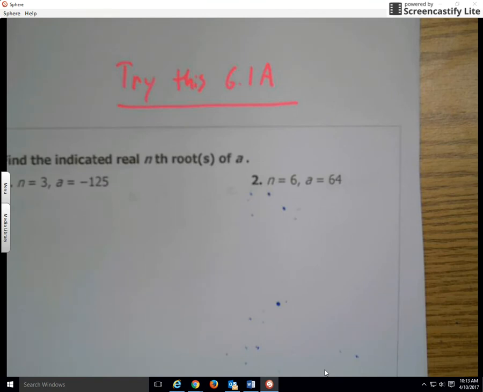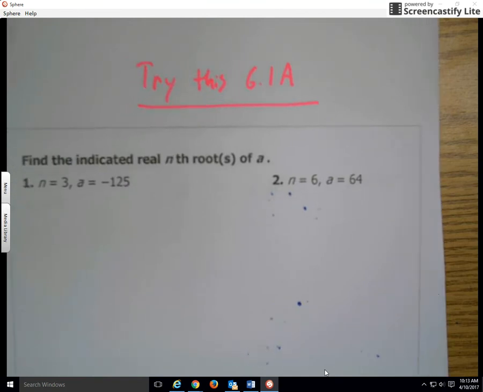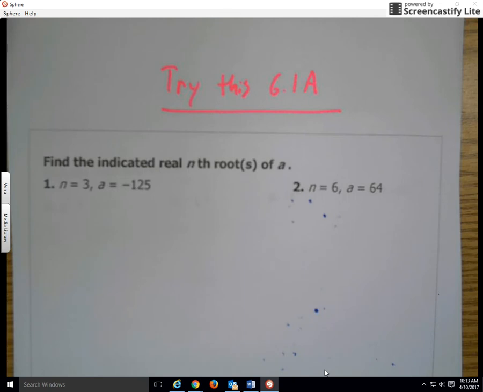So I want you to go ahead and try this one on your own and see if you can do it. If you need to rewind the video, do so.